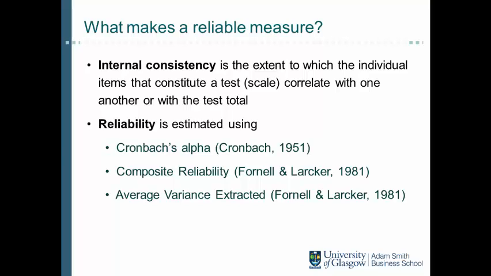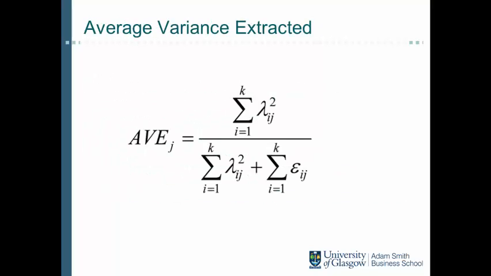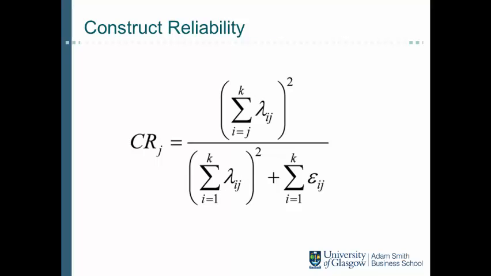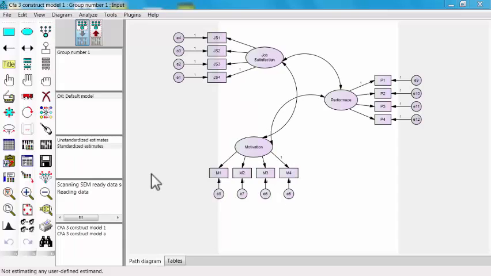Cronbach alpha is calculated in SPSS, and in this tutorial we will consider composite reliability and average variance extracted, both of which have been proposed by Fornell and Larcker in 1981. Both are associated with very scary formulas. Here is average variance extracted, and here's construct reliability, but I'll show you in this tutorial how those formulas are easily broken down and calculated using an Excel file. Let's for the moment go back to our AMOS output and begin to judge reliability of our measurement.